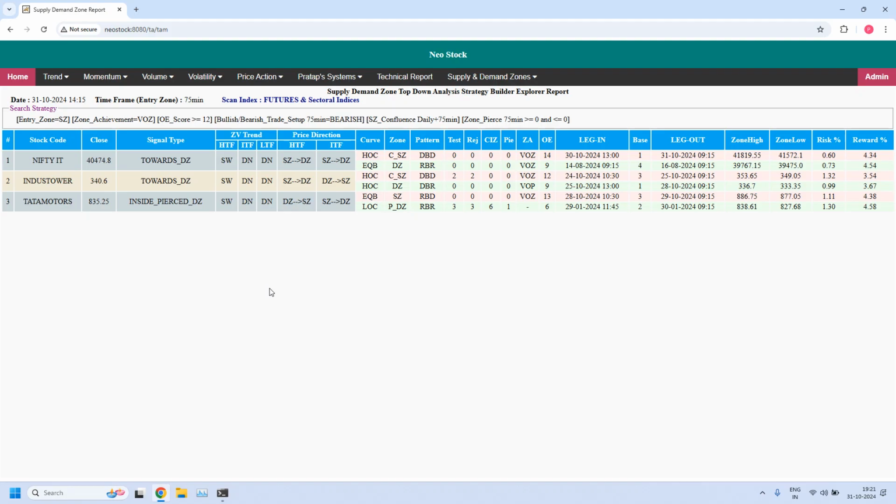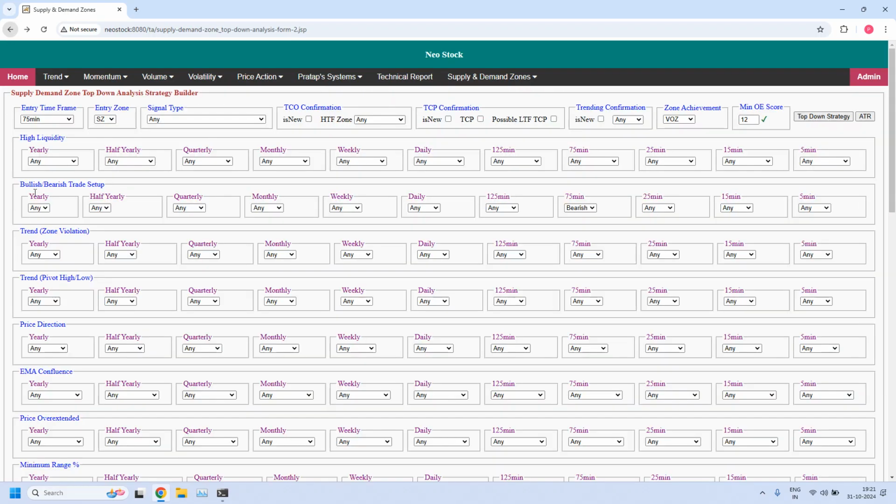If any of these 3 stocks are having daily EMA confluence, that is a daily zone with daily EMA confluence, they are even more high probability setup. Why are we looking for daily supply zone confluence? Because the 75 minute supply zone is part of the daily supply zone. And if the daily supply zone is having daily EMA confluence, they are even more high probability setup.